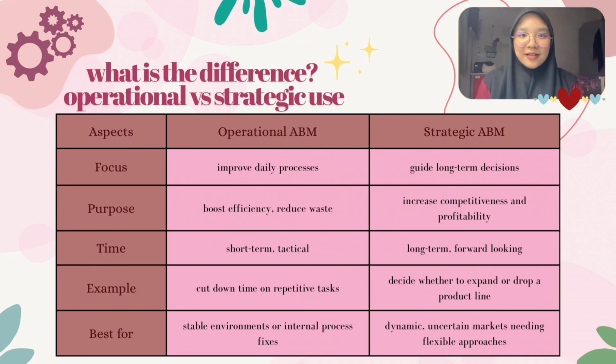So, in summary, ABC provides the cost data and ABM turns that data into action. Operational ABM improves the present, while strategic ABM prepares for the future.